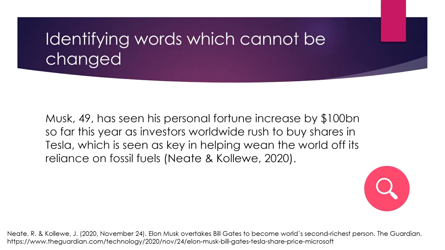Take a look at the example. Let's say that you're writing an essay about how climate change has affected the automobile industry, and you want to include the following information about Elon Musk and his company Tesla. Take a moment and read this sentence and see if there are any words which you would not change when paraphrasing.